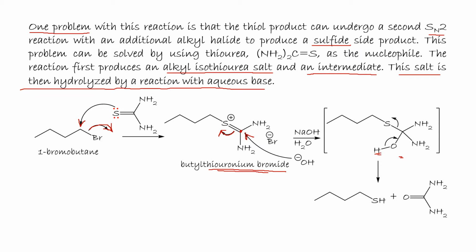Another base will abstract this hydrogen, leaving 2 electrons to form the double bond and goes to sulfur, the 2 electrons, to form the thiol and urea.